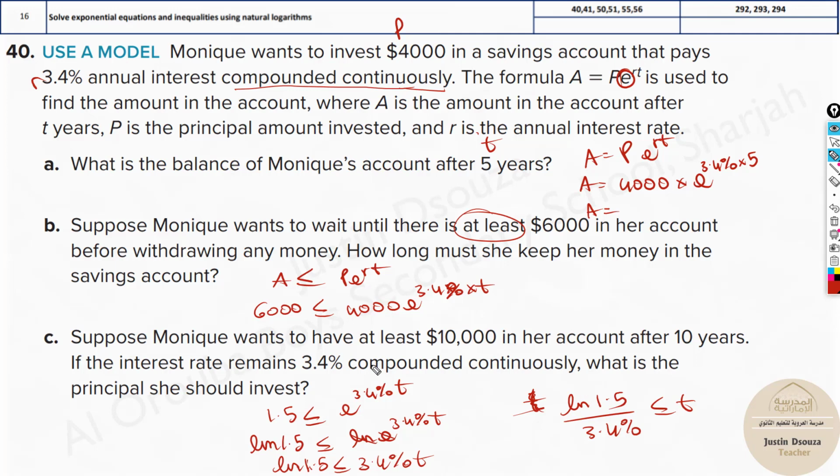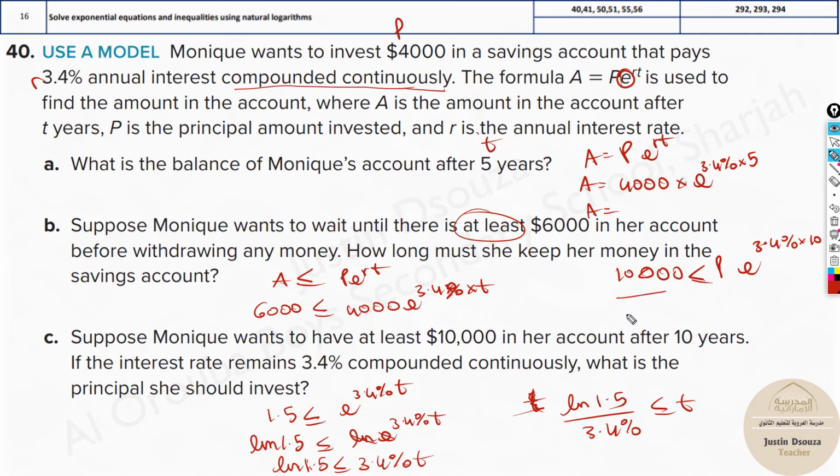That's your answer. The last question is: suppose Monique wants to have at least $10,000 in the account. Again it's 10,000, at least, after 10 years. The time is given and the rate of interest is the same. What is the principal amount? The initial amount, how much should she invest in order to have 10,000? This is 3.4% and time is 10 years. So after 10 years she wants to have 10,000 in her account. For this rate of interest, how much should she invest?